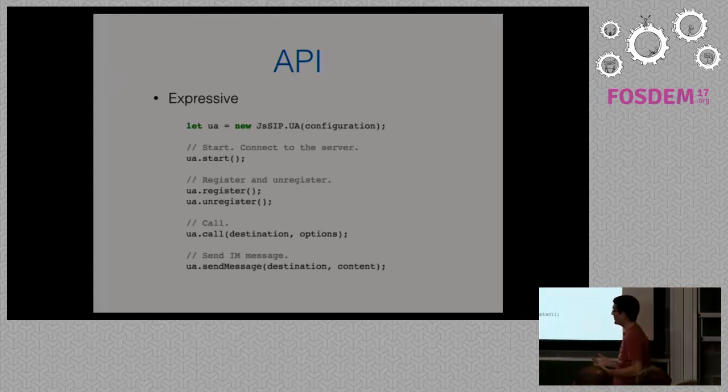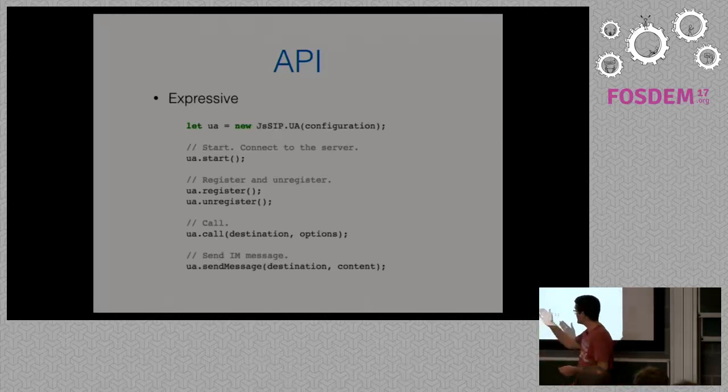So it's quite expressive. As you can see, we can create a SIP user agent by passing a basic configuration, whose only mandatory options are the SIP URI and a socket, a server socket to connect to. Then we can start the user agent, register and unregister. How can we call? Just call. How can we send a message? Just call send message.